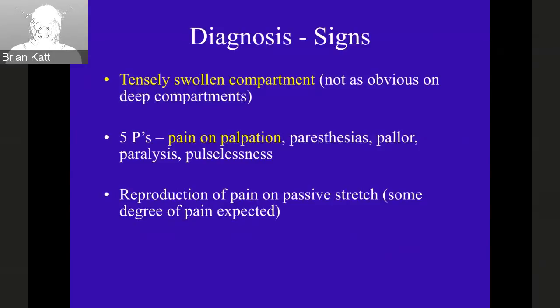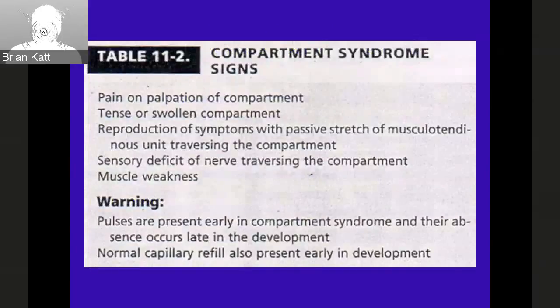The 5 Ps, this comes up on the exams: pain on palpation or passive stretch, paresthesias, pallor, paralysis, and pulselessness, which usually comes last. So that's just another slide showing the same thing.